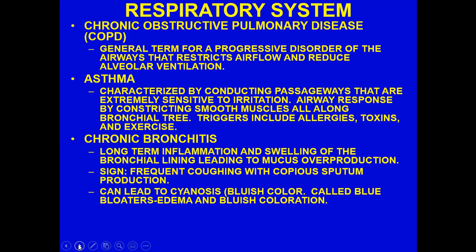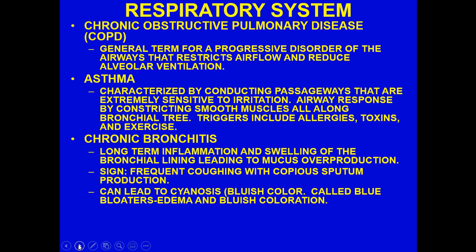Now let's start dealing with some of the particular terms that we hear from time to time and the particular disorders. Chronic obstructive pulmonary disease. This is a general term. We also refer to it as COPD. This is a progressive disorder of the airways that restricts airflow and reduces alveolar ventilation. One condition, asthma, is characterized by conducting passageways that are extremely sensitive to irritation. Okay, this can occur in the young or in older persons as well.